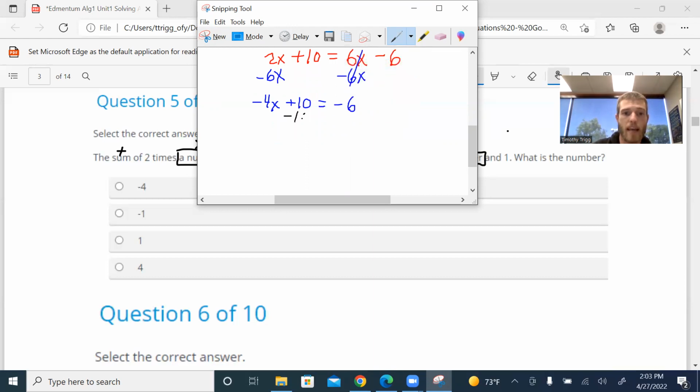Then we subtract 10 to cancel this. Subtract 10 on the other side to keep it equal. That's negative 16. I know it says minus, but these actually kind of add together because they're both negative.